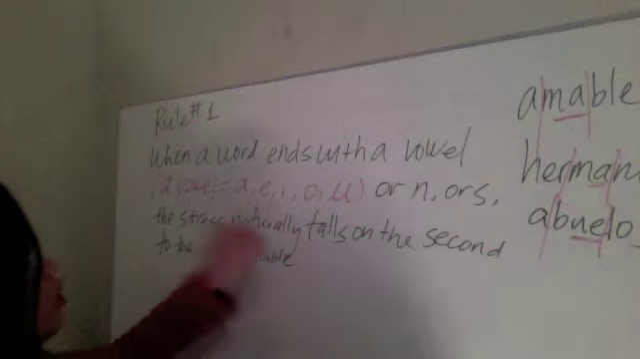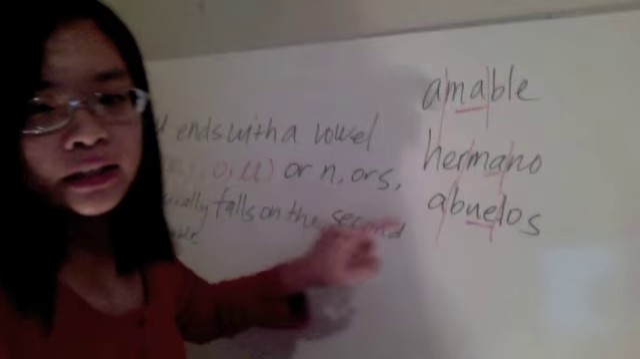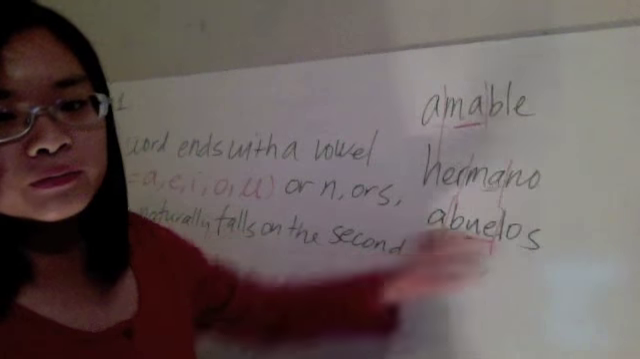Let's go over one more example. Abuelos. Second to the last, 1, 2. That's why we say abuelos. S is not a vowel, but take a look at the rule. Number 1. A vowel or N or S. And abuelos ends with S.